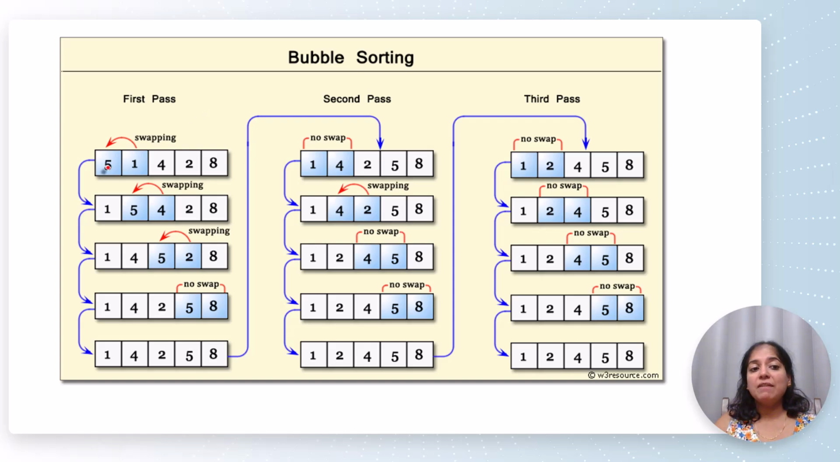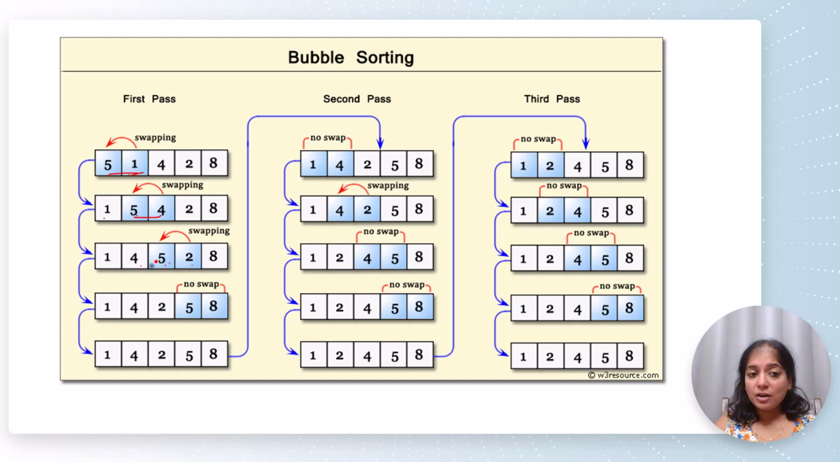For example, we have the elements 5, 1, 4, 2, 3. In the first pass, 5 is compared with 1. The elements are not in correct order, so we will swap them. So 1 will be here, 5 will be here. Now 5 and 4 will be compared. Again, these are not in correct order, so they will be swapped. So 4 and 5.